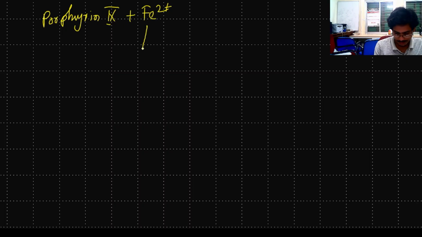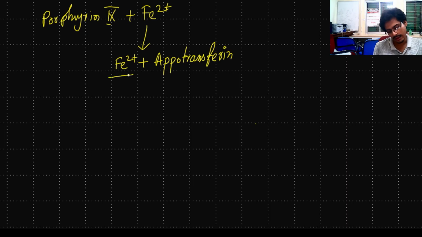Okay. Now coming to how iron gets recycled. So already we have discussed the porphyrin ring, so let's write it down once. Porphyrin IX plus Fe2+. Now Fe2+ binds the apotransferrin. So iron Fe2+ with apotransferrin forms ferrotransferrin.